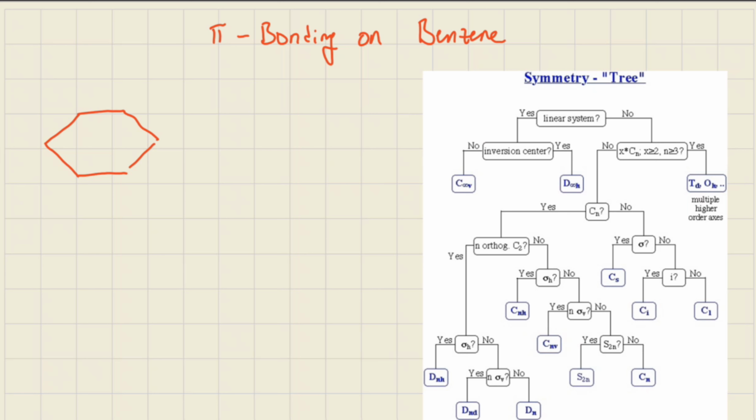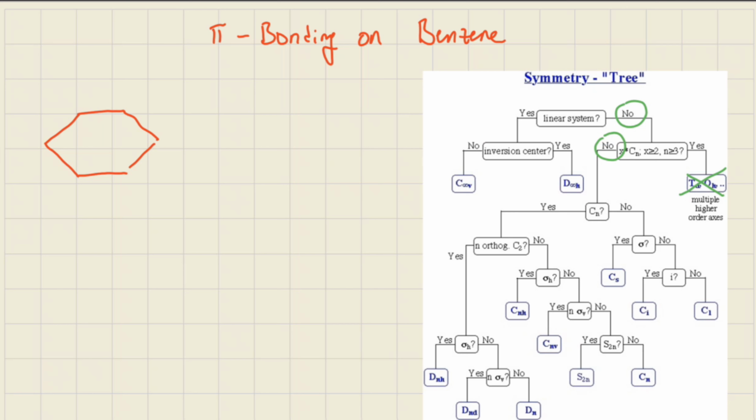So we have a symmetry tree here. So we will ask the questions. Linear system? The answer is definitely not. This is not a linear system. And it is not Td or octahedral symmetry. So the answer is automatically no.